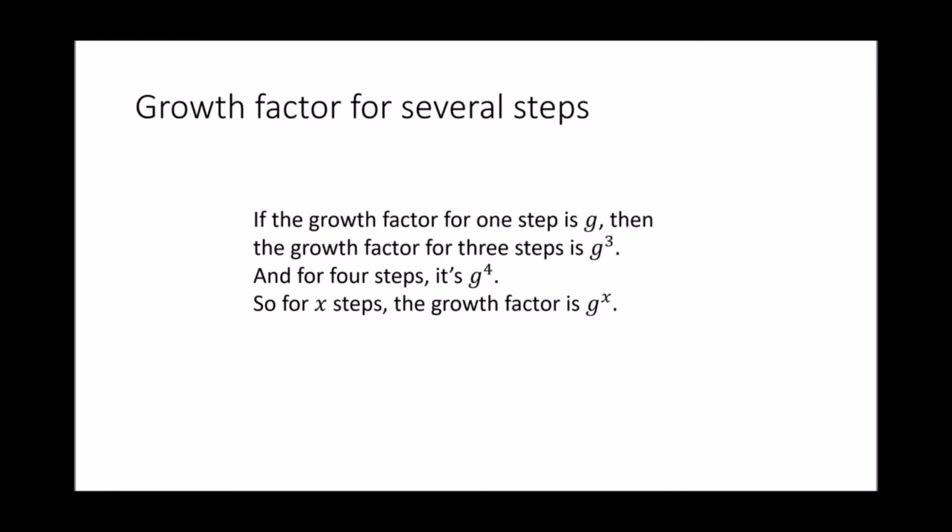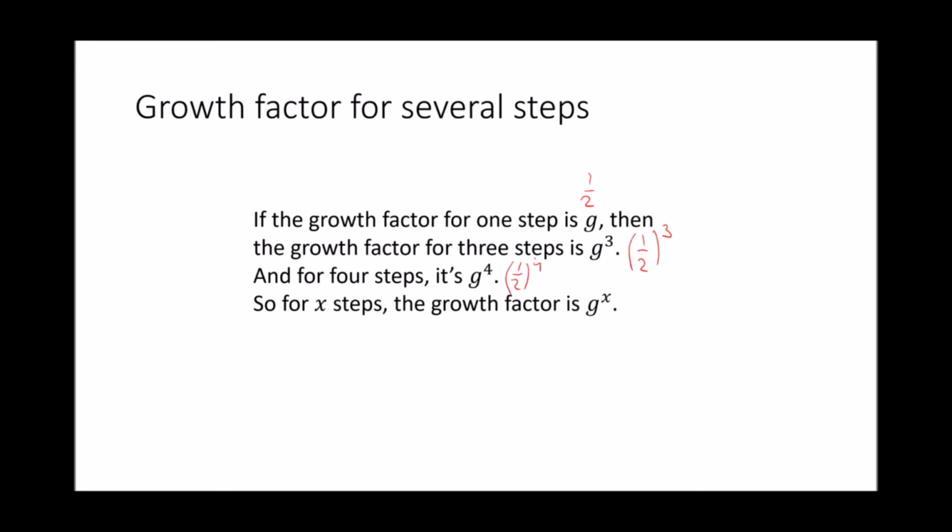So let's summarize this. We saw that if the growth factor for one step is g, so for instance a half, then the growth factor for 3 steps is g to the power of 3. So in this case, a half to the power of 3, or 0.125. And for 4 steps, well, same idea, it's g to the power of 4. And we can continue this pattern.